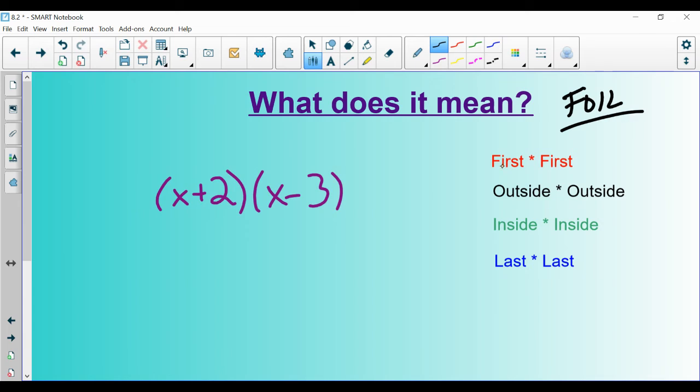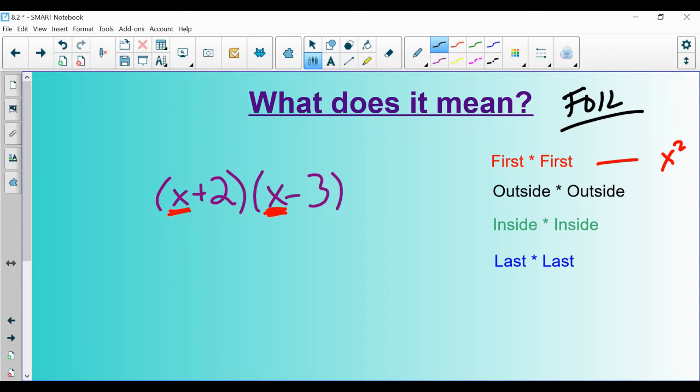What it stands for is you multiply the first one in one binomial times the first one in the other binomial. Then you're going to multiply the outside one of one binomial times the outside of the other one. This x and this negative 3 are the ones on the outside. So I'm going to mark these in red. So first times first, this is the first one in the first binomial, and this is the first one in the second binomial. When you multiply those, you would get x squared.